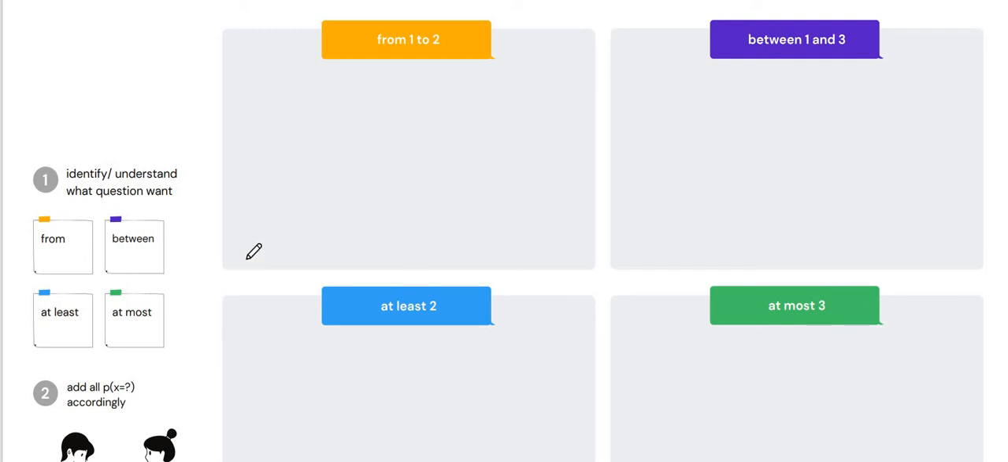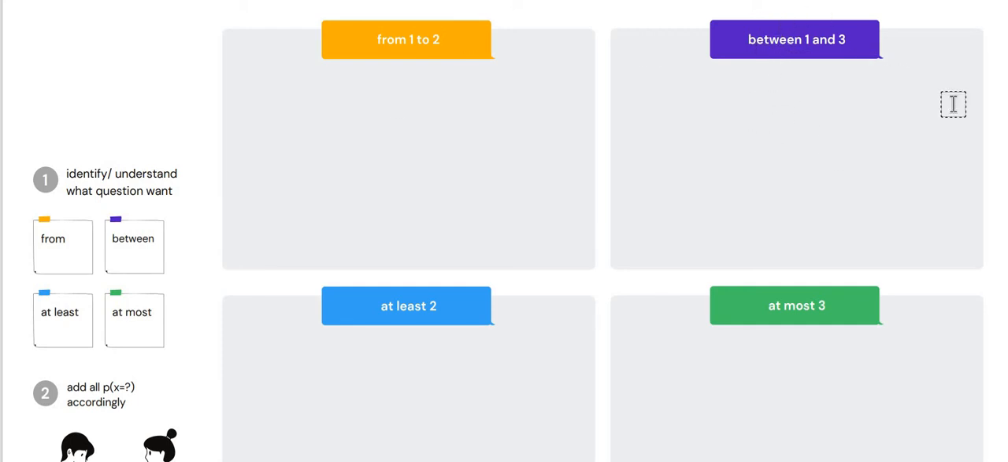So what does it mean? You need to understand first what the question wants. What is meant by "from 1 to 2"? It means you need to add 1 and 2, which means 1 and 2 are included. That's the first one.